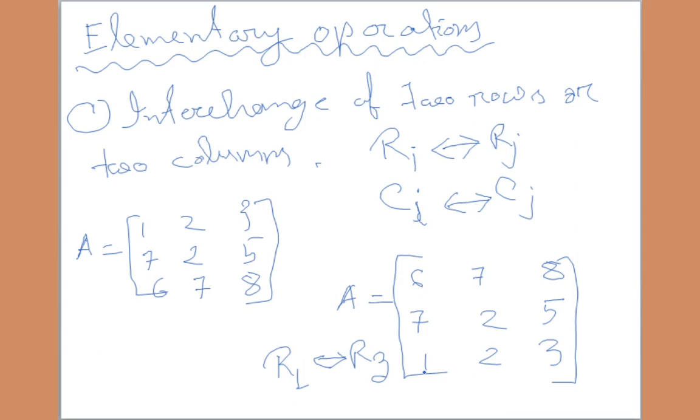Similarly we can apply it in columns. If we interchange first column and third column, then the third column comes to the first position and the first column comes to the third position. This is the first elementary operation. Using this operation we can find the inverse of a matrix. In the next topic we will discuss inverse of a matrix. First let's discuss elementary operations.